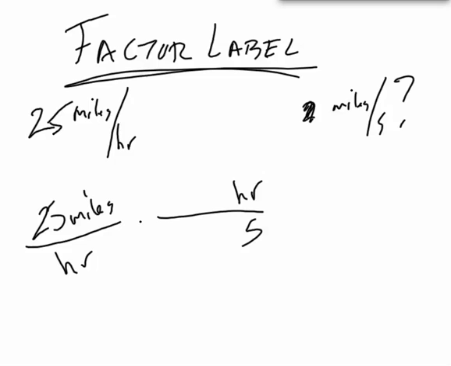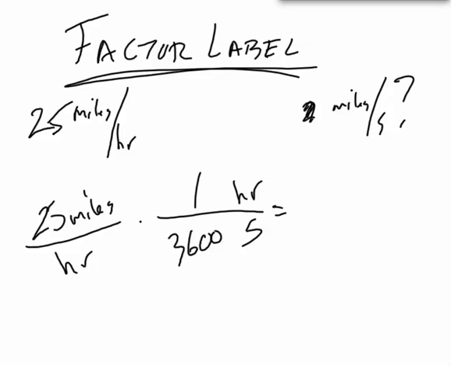Which is bigger, an hour or a second? Hour's bigger. So, the 1 always goes with the hours. 1 hour. How many seconds in an hour? 3,600. Right? And so that's going to take us to miles per second.